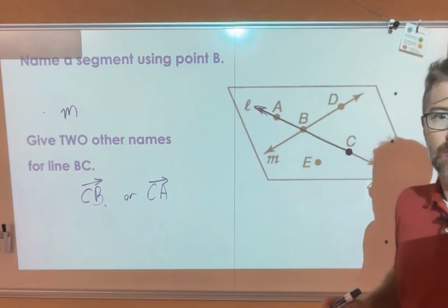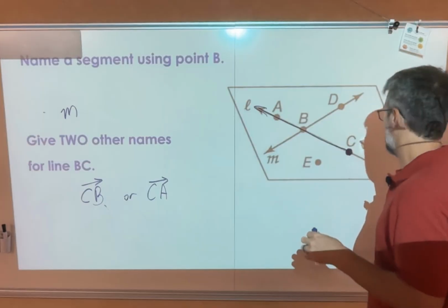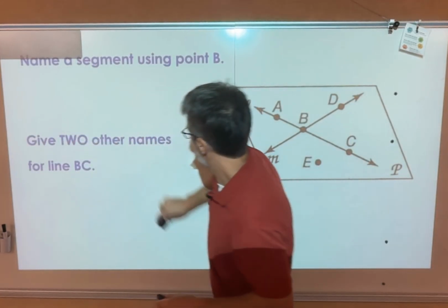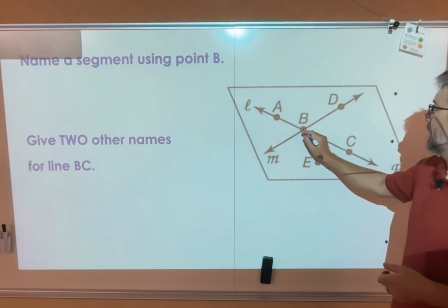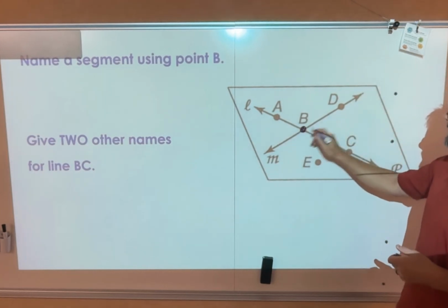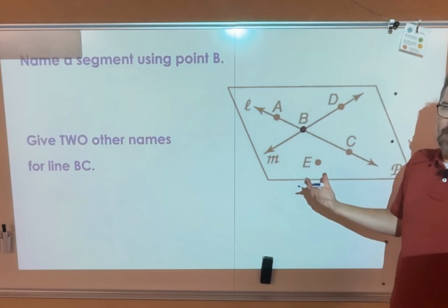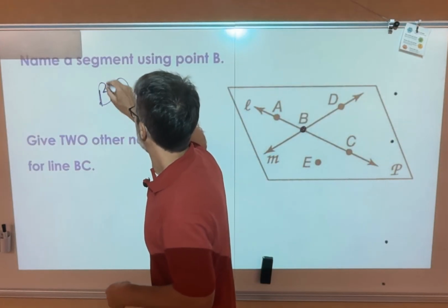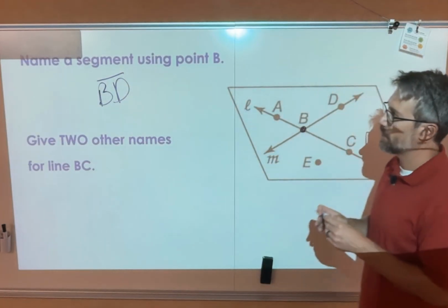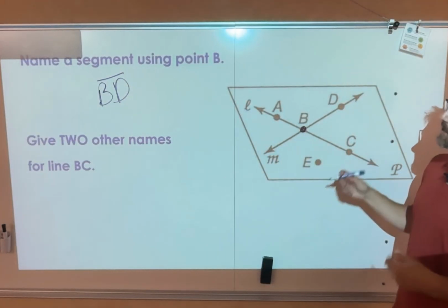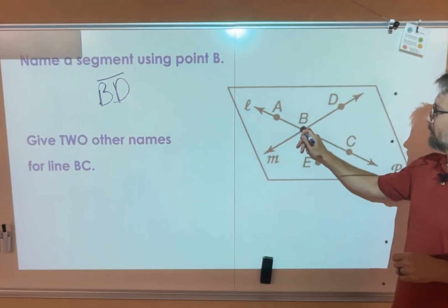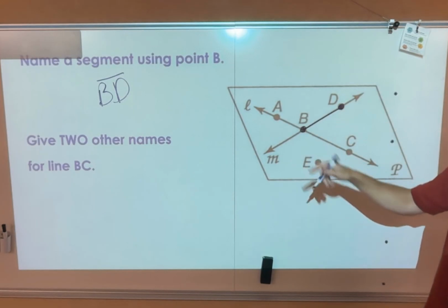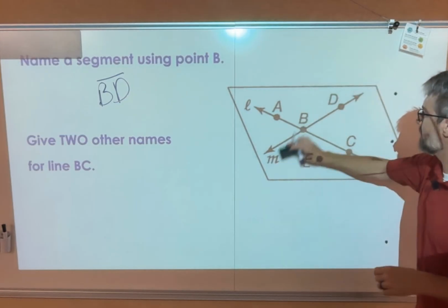All right, and then the last one, naming a segment using point B. So starting at point B, I can name any segment. I could go to D, to C, to A. Any of those are a segment. So I'll go with BD and make sure that I put a line over the top of it with no arrows on either side, indicating that I'm starting at B, ending at D, and not going any further.